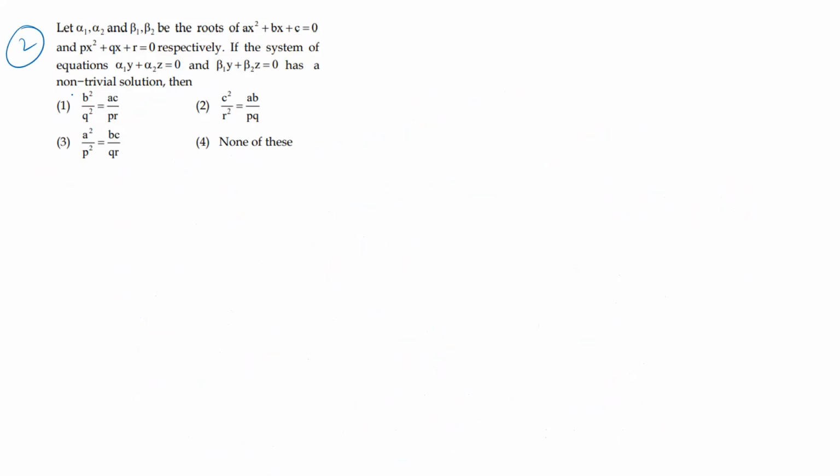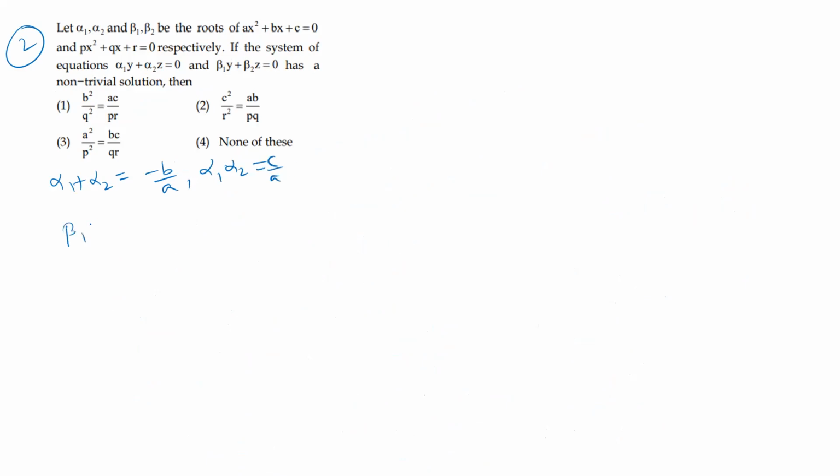Alpha 1, alpha 2, beta 1 of the equation. That's why for the first equation, alpha 1 and alpha 2 are the roots. That's why I'm finding the sum of the roots. Sum of the roots means what is the formula? Minus b by a. Product of roots, c by a.